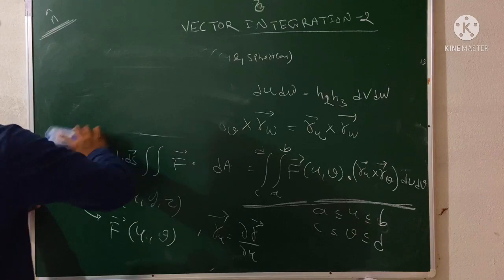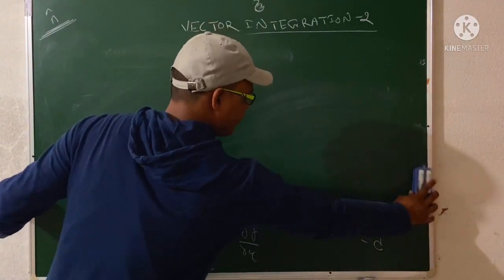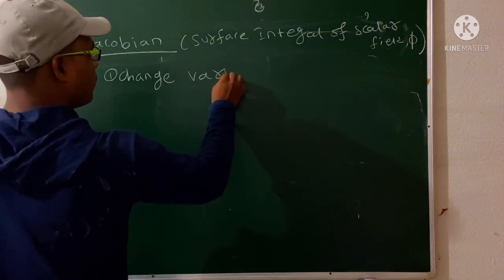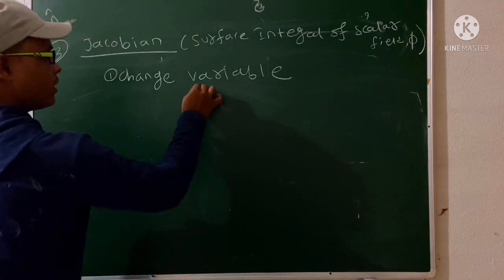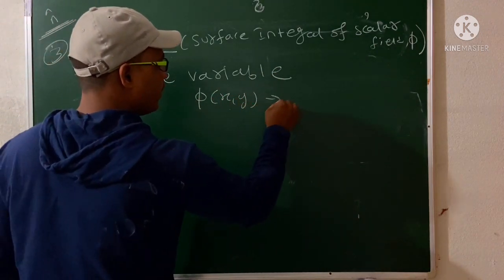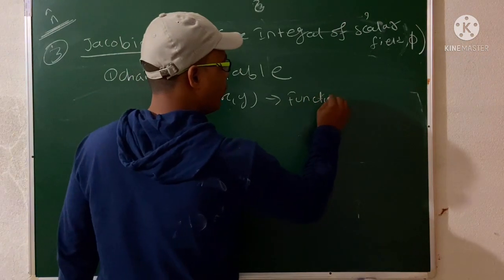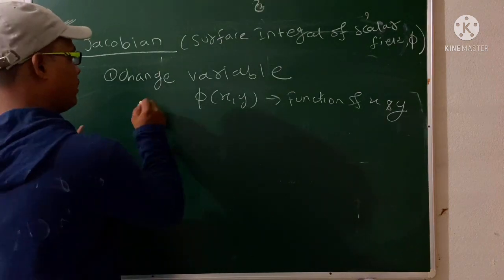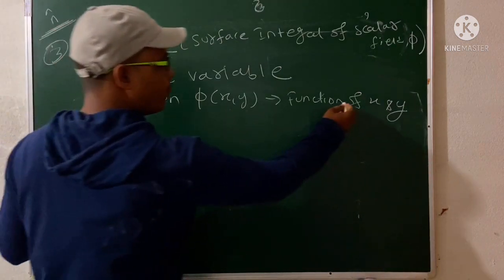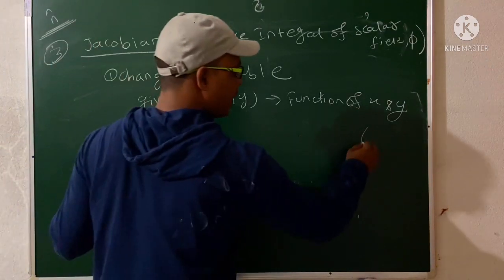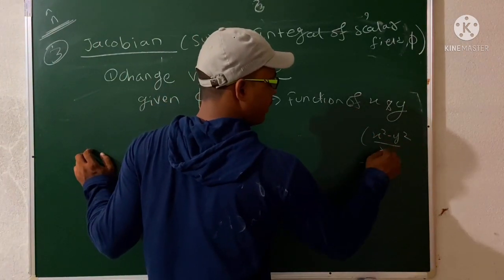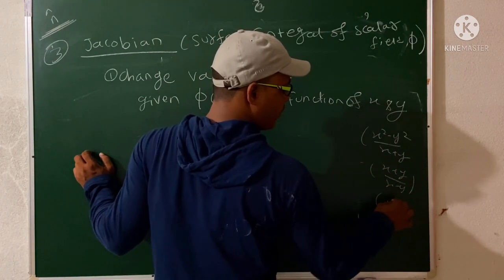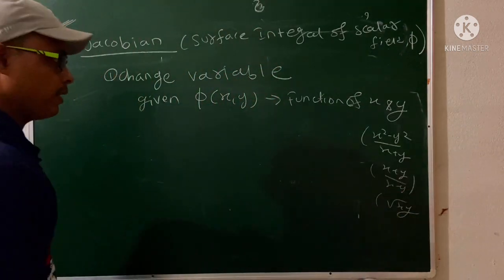Okay, so next we will go to the third part, that is Jacobian. First thing is change the variable. So how will you change? Now suppose this is given to you. This is a function of x and y, phi of xy. That means that can be x square minus y square divided by x plus y, or x plus y by x minus y, or square root of xy. Anything. So this is a function of xy that will be given to you.